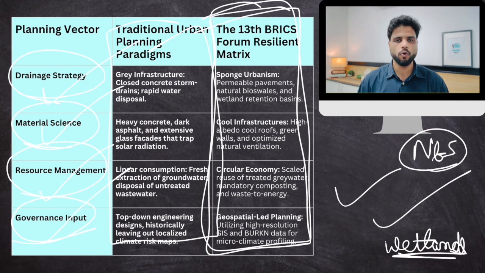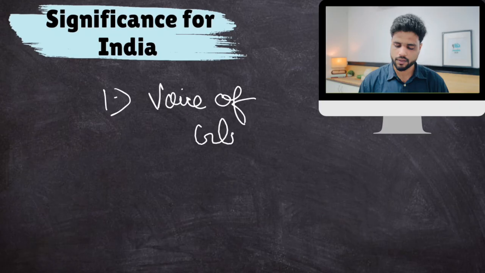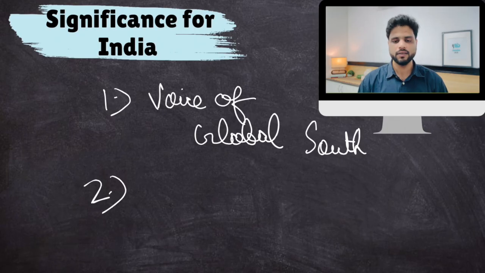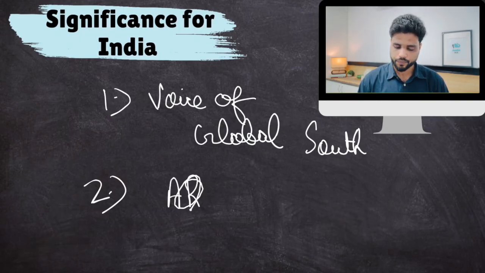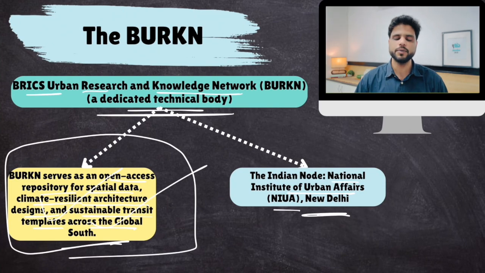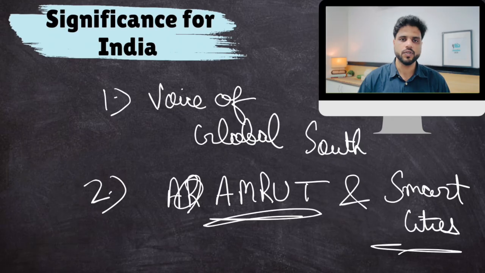Now, what is the significance of this forum for India? Well, very simple. India will become the voice of global south. This is a familiar significance for India. And second, it will help inform Indian policies on sustainable urban management. So India already has certain policies like Amrut Mission, Atal Mission for Rejuvenation and Urban Transformation, and Smart Cities Mission. So through this Birkin framework, our Amrut Mission and Smart Cities Mission can also learn a lot and use those learnings for better implementation of these schemes. Make sense? So this is the significance for India.